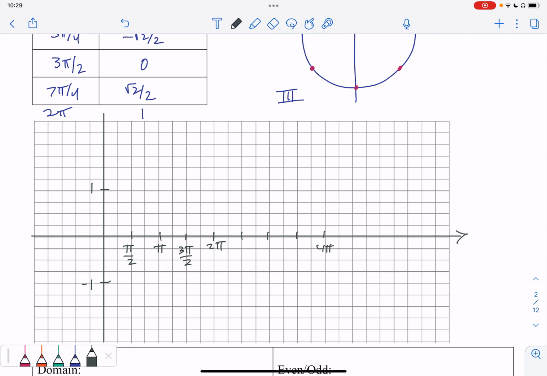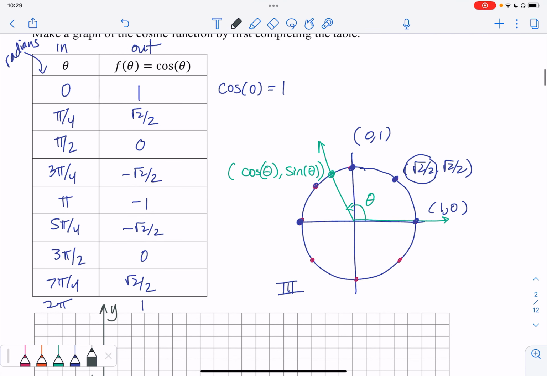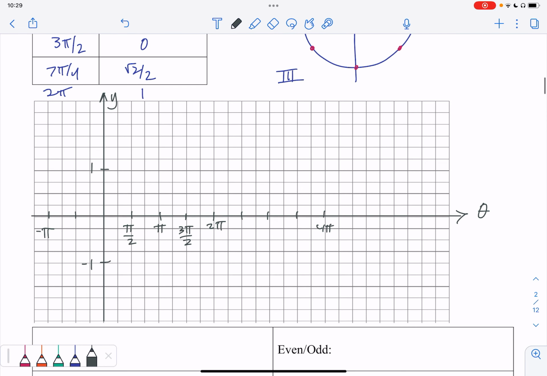I can go the other way if I want to look at what it's going to look like on the other side. I'm going to label my horizontal axis theta, since that's what our input variable is here, and then my y-axis as y. All right, I might be ready now. Just as before, root 2 over 2 is approximately 0.7, so that'll get us there. Okay, so just using our table now, I'm going to go ahead and plot.